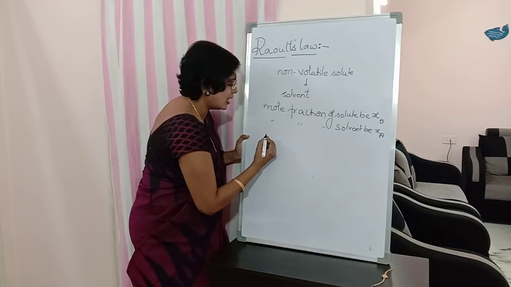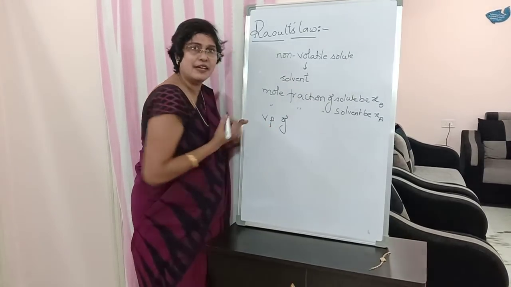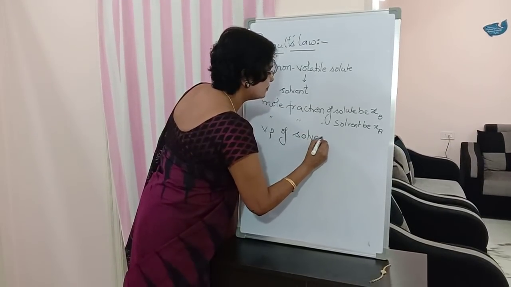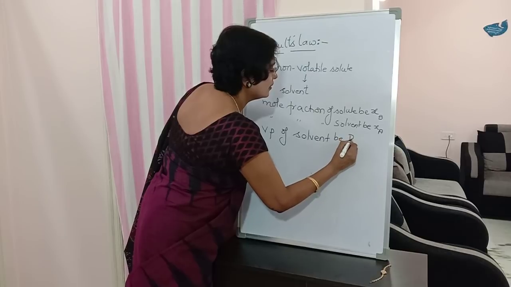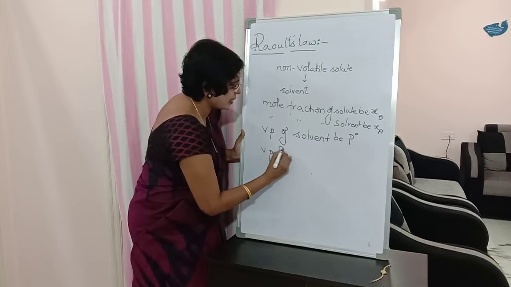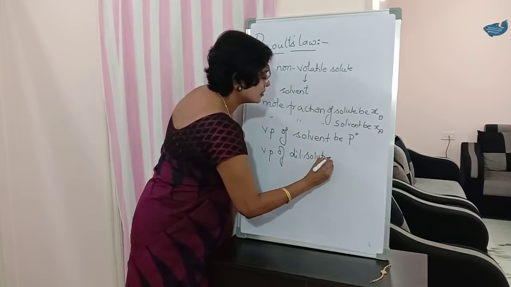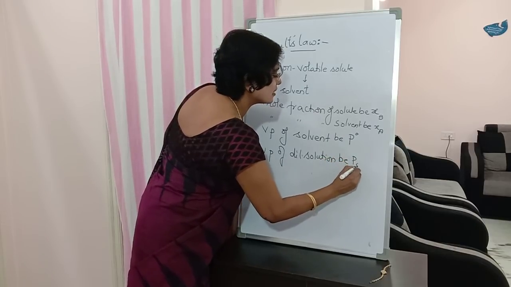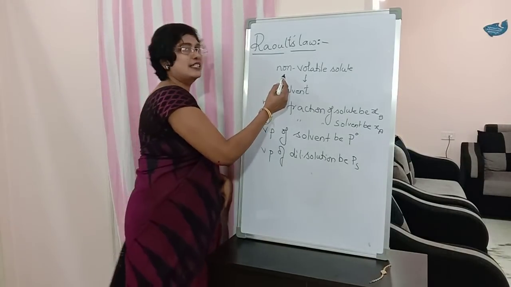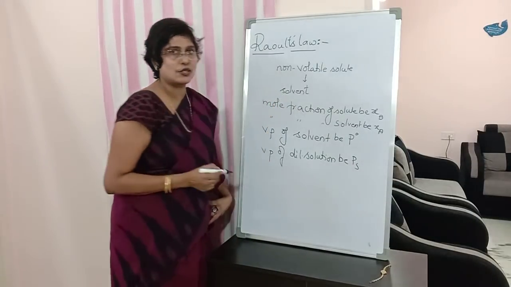Okay, next below write down: let the vapor pressure of solvent be P naught. Next, vapor pressure of dilute solution be PS. Write down all these points, students. To begin with, let us consider a non-volatile solute dissolved in a solvent.